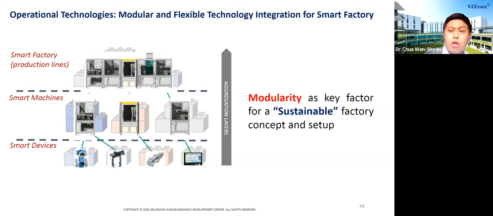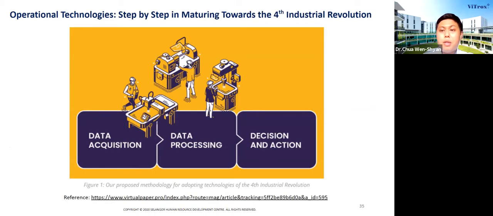In the next slide, we'll talk more about the step-by-step approach. Maturing towards the fourth industrial revolution is a step-by-step approach. First, you have to collect data, then you process the data, and then you make a decision and take an action. This step-by-step approach will help you to identify the key areas of prioritization. And then from prioritizing those areas, you're able to make valuable decisions on what you want to take control of next.